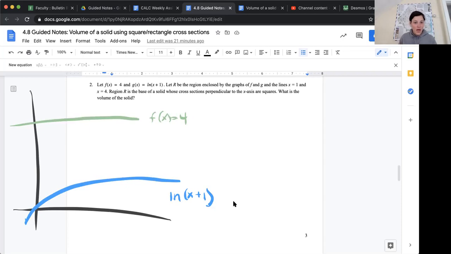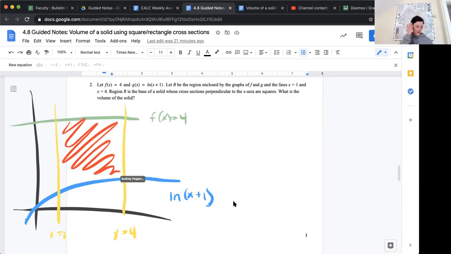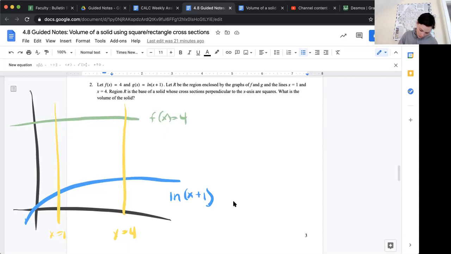But then we also know region R is enclosed by the graphs of f and g and the lines x equals 1 and x equals 4. So those lines are going to be right here, x equals 1 and x equals 4. And so as you can see, that creates the base of a region right in here. So that will be the base of our region R. I'm going to erase that so I can draw some cross-sectional squares. So it's going to be like here. It's going to come way up, way up. I drew a really big picture.